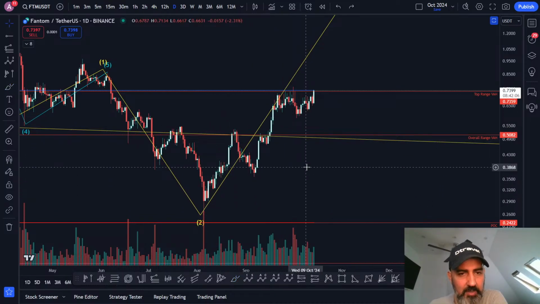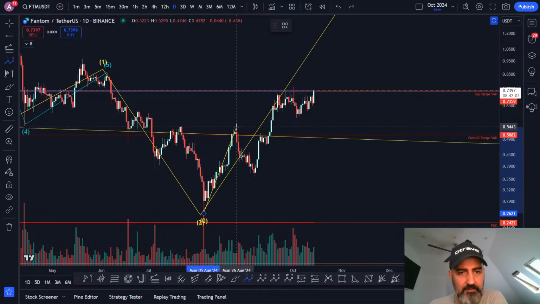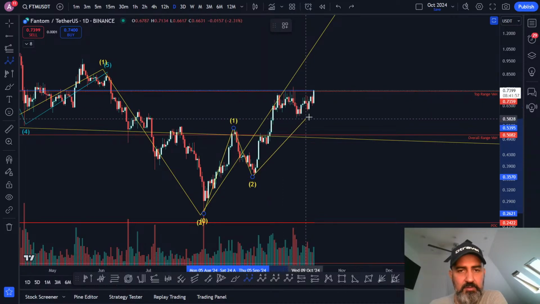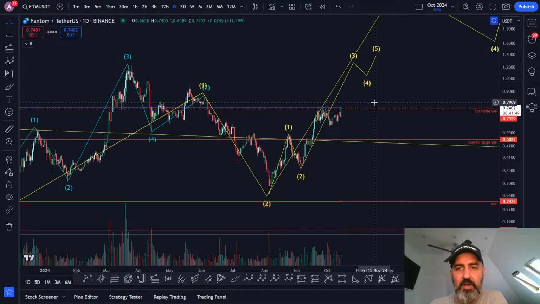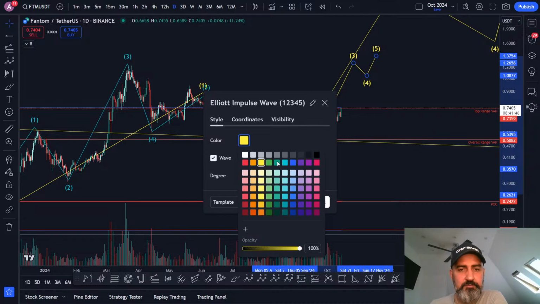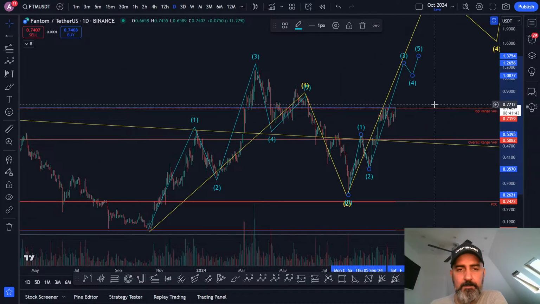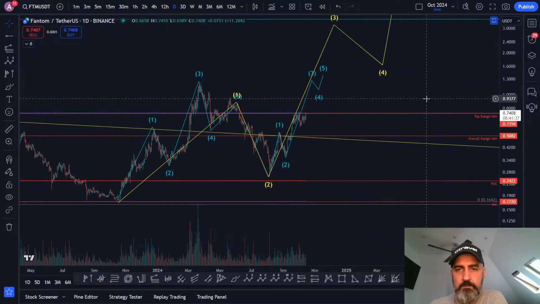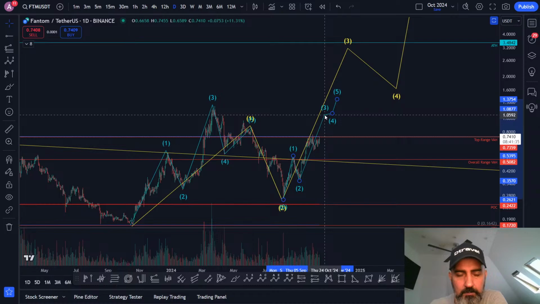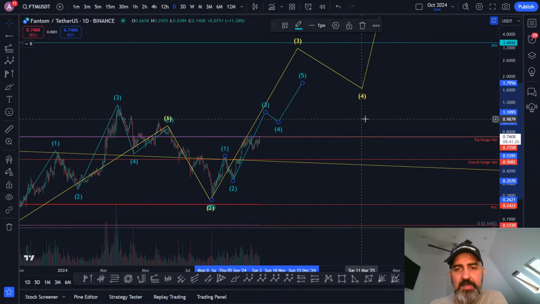It looks like we've already had that's a wave 1. This is like an ABC. 1, 2, 3. This is a corrective move. Potentially we're going much higher for our first wave. This is like our first wave. Let's see how this plays out.